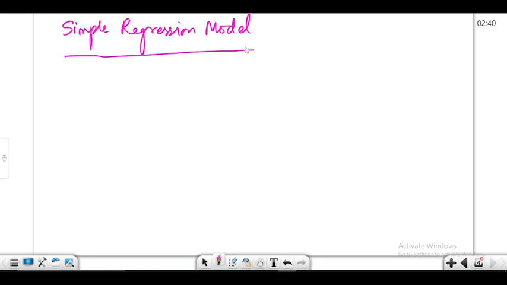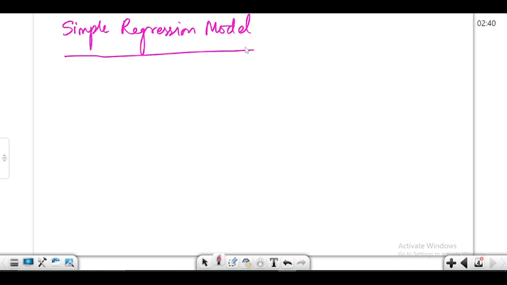So today we'll be talking about the simple regression model. This concept is very important because it marks the starting point of your deeper understanding of econometrics. So we'll start more thoroughly from here. This is an important concept.